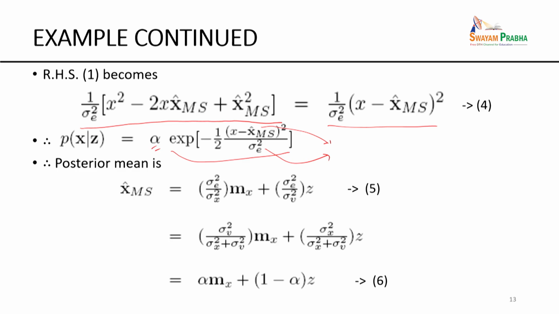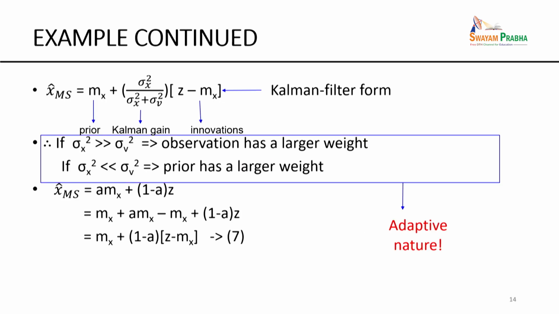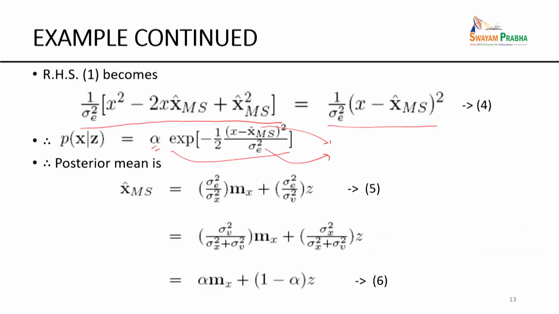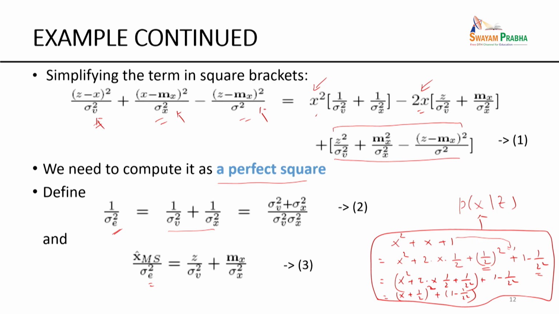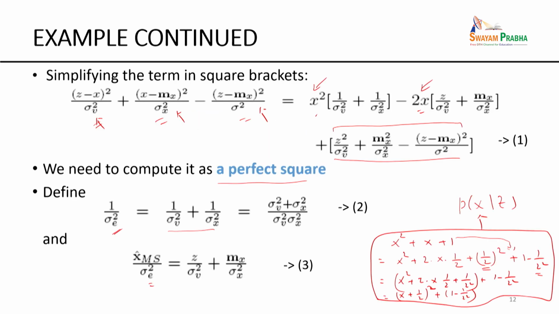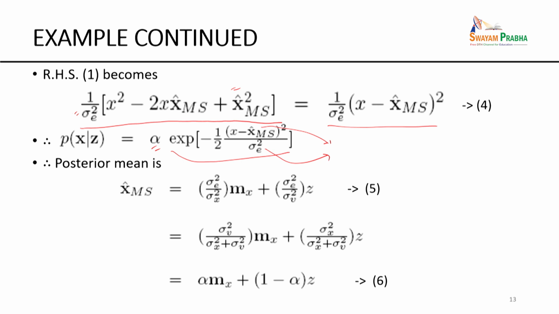So what is it that we have shown? By simplifying the 3 terms and expressing them as a perfect square, I am able to express the perfect square in terms of sigma square e and x hat ms, and these are the 2 quantities I have defined in equations 2 and 3. Therefore, the posterior is Gaussian, whose mean is x hat ms, and whose variance is sigma square e.